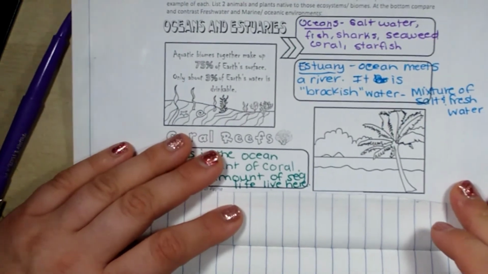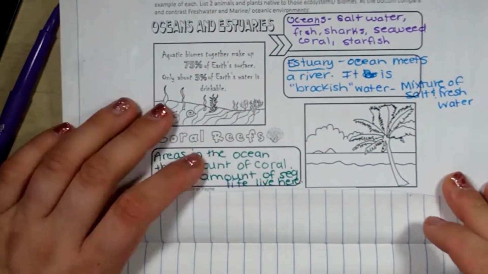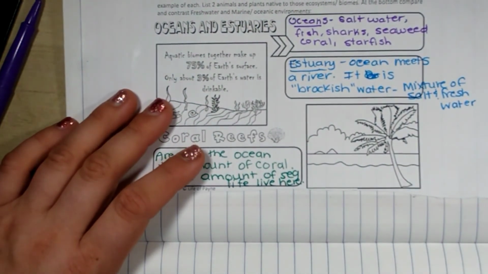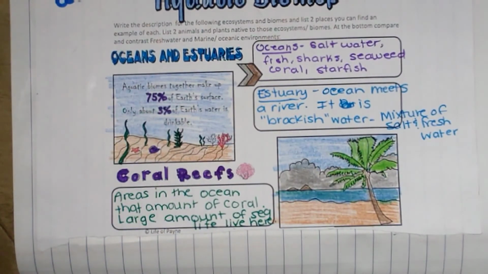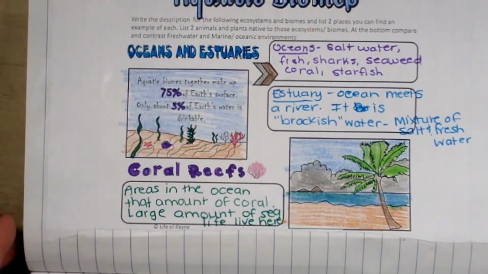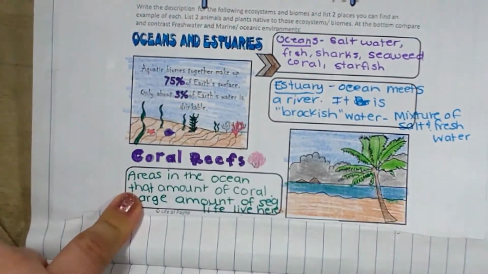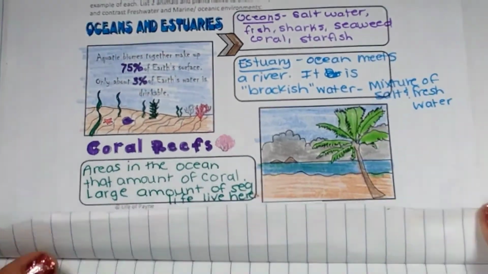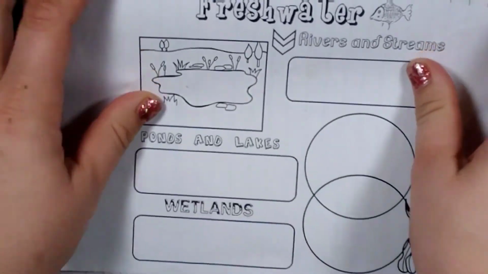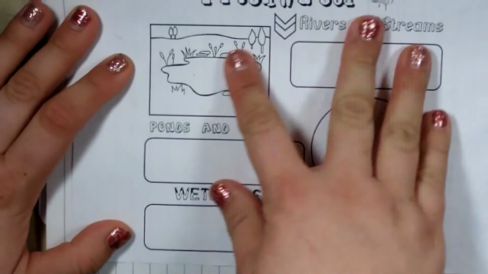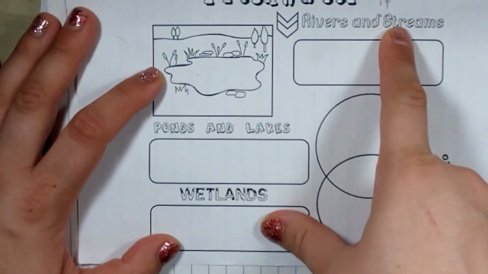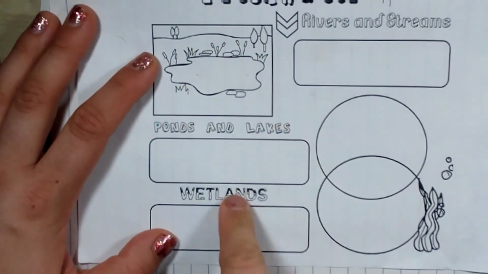All right. Pause it and finish the notes. I'm going to color this and I will be back. All right, there is my first aquatic biomes. Those are the salt water options: oceans, estuary, and coral reefs. Now we're going to be moving on to fresh water. Okay, so we have rivers and streams, ponds and lakes, and wetlands.